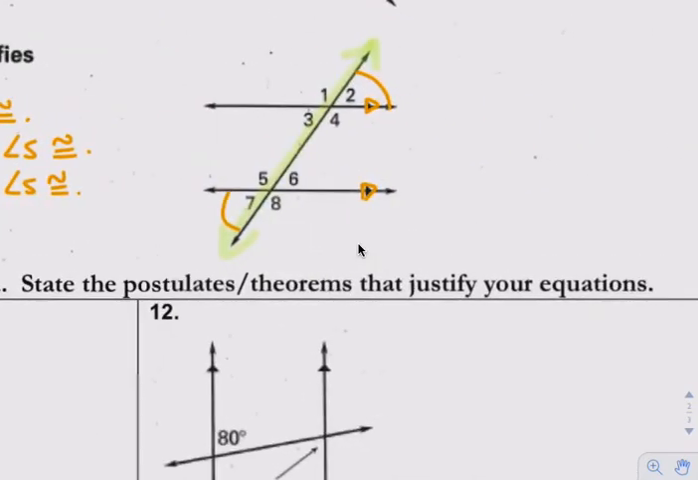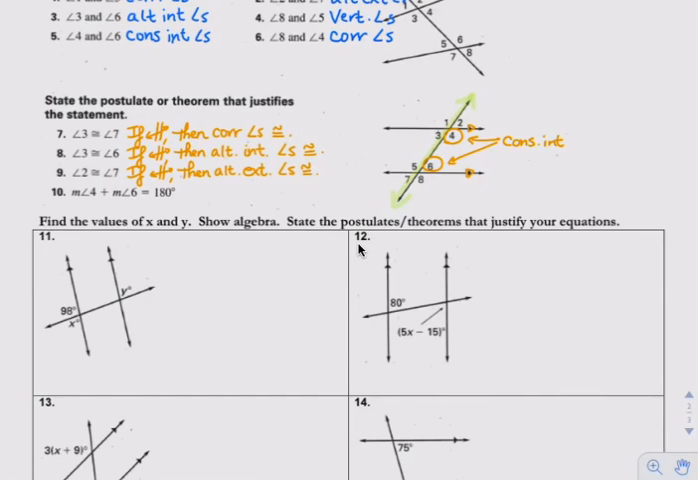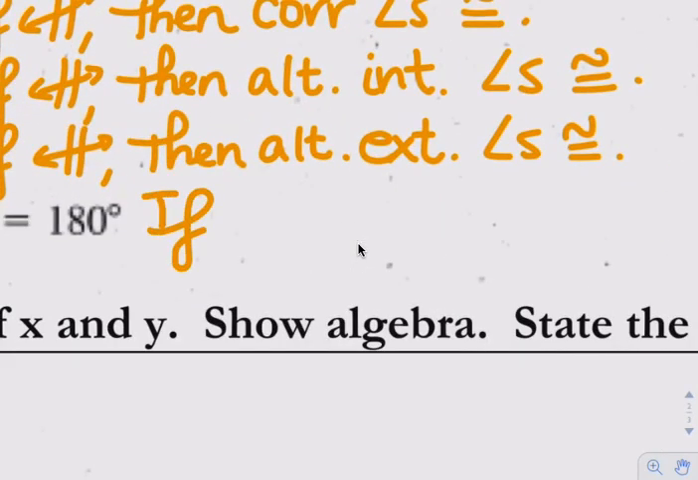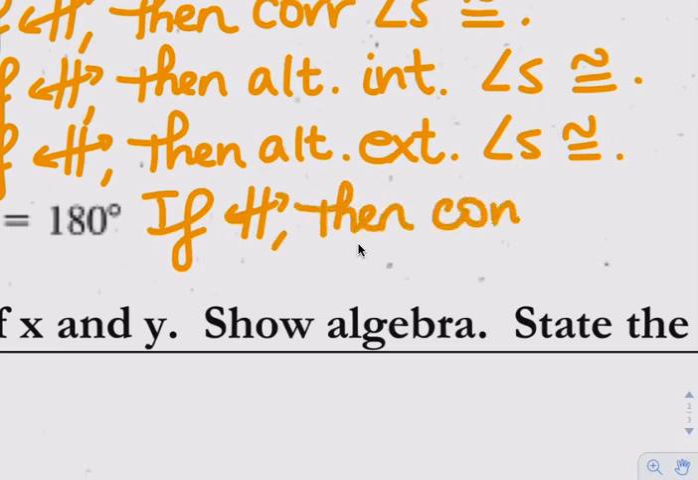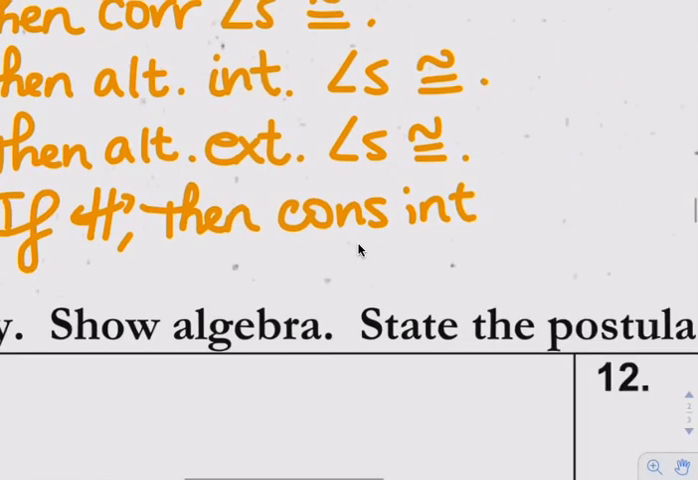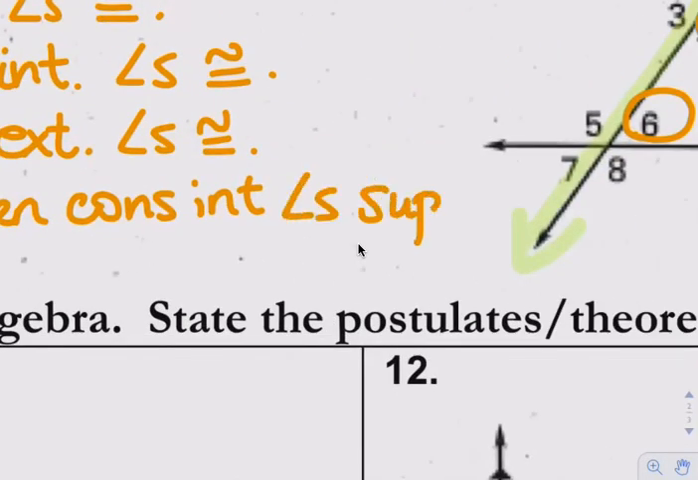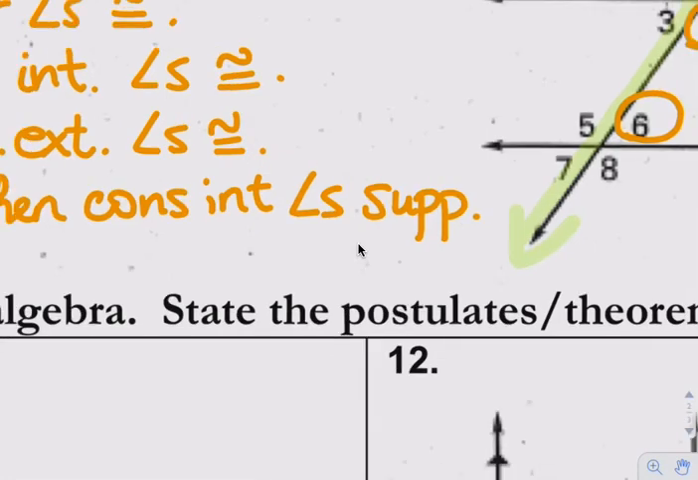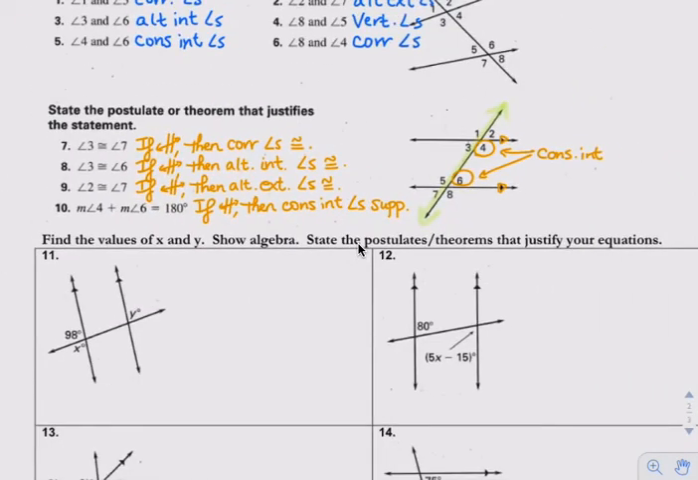Okay, and then 4 and 6, why would they be supplementary? Well, 4 and 6 are consecutive interior, and remember that the consecutive pairs are the ones that are supplementary. So, because those are consecutive interior, they'll be supplementary when the lines are parallel. So, if parallel lines are cut by a transversal, then consecutive interior angles are supplementary. Make sure you just don't get in the habit of always writing congruent, because obviously it's different for consecutive interiors.